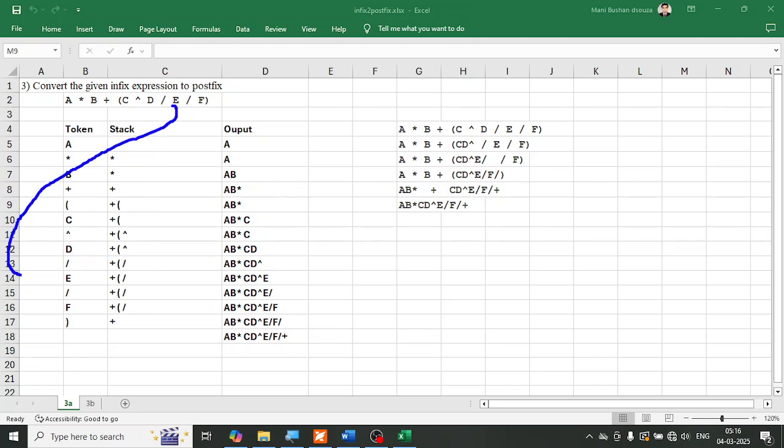Next is E. Now you know that E is an operand, so you don't do anything with the stack. Put that E in the output. Let's go to the next one.